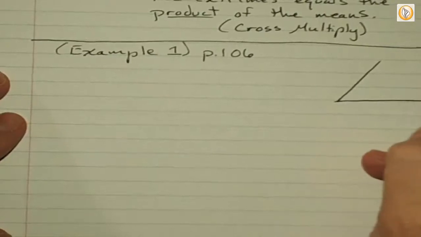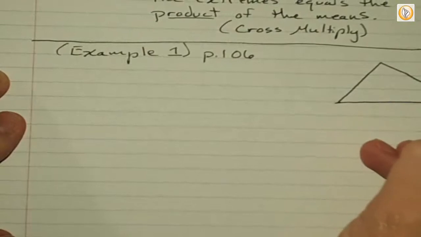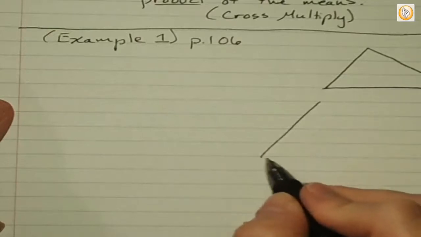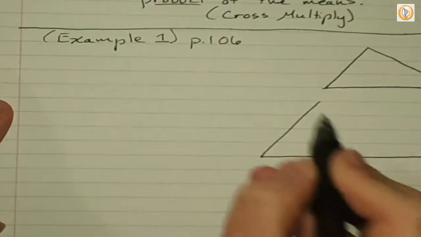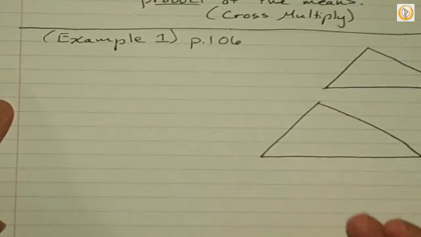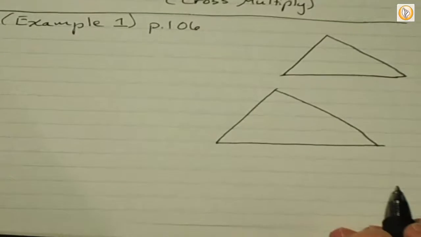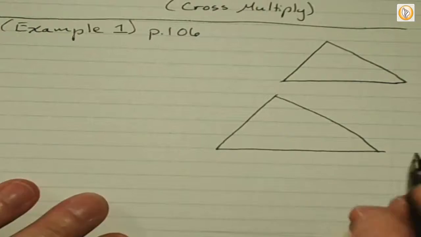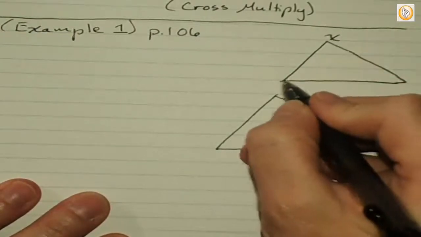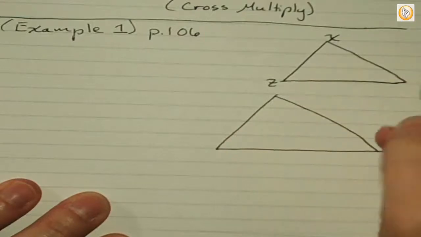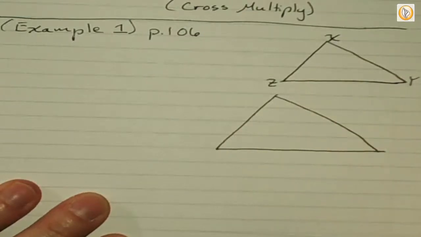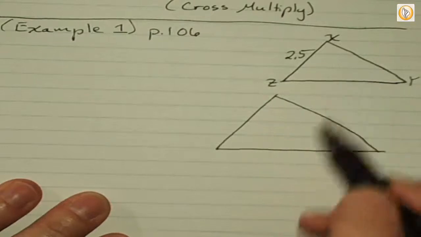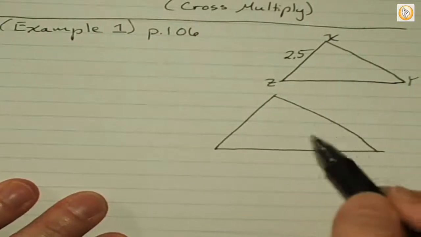Yeah, that's really not exact. This is the bigger one. Okay, that's terrible. That's pretty good, I don't know, compared to mine. Okay, and they give you X, Z, Y, and this side is 2.5. This triangle is supposed to be much smaller than this. Okay, so just bear with me.